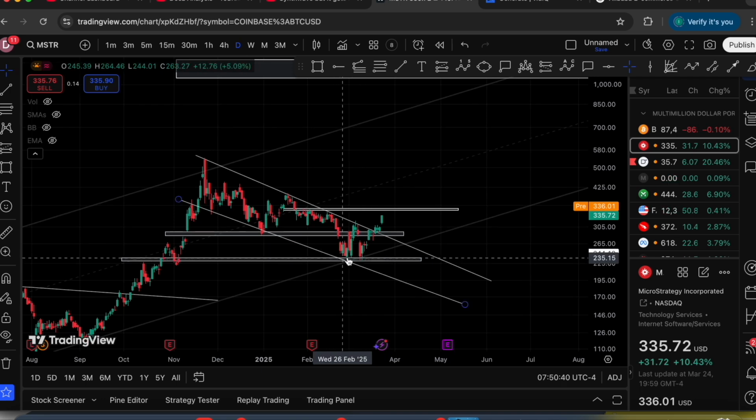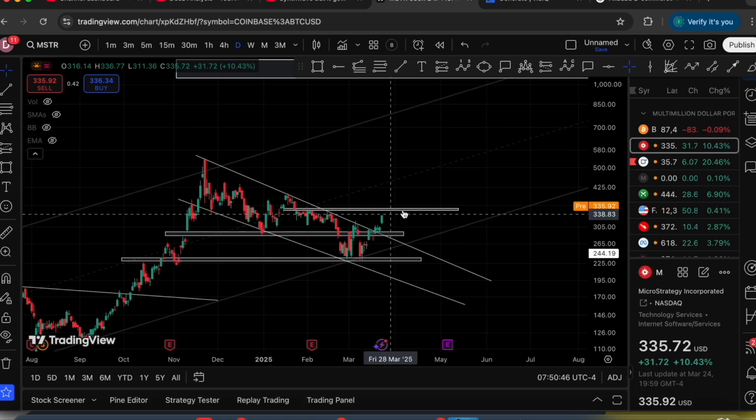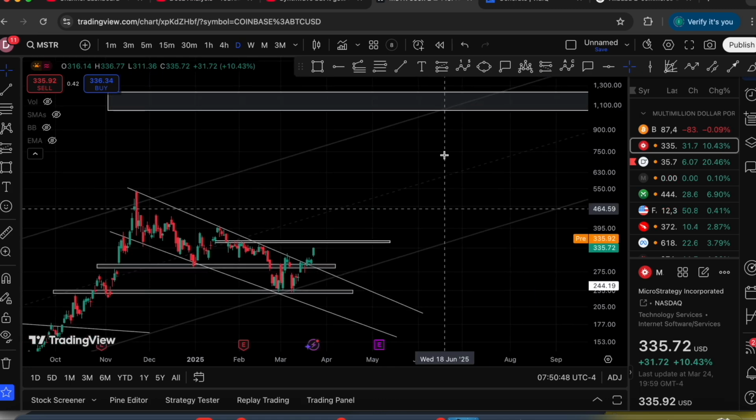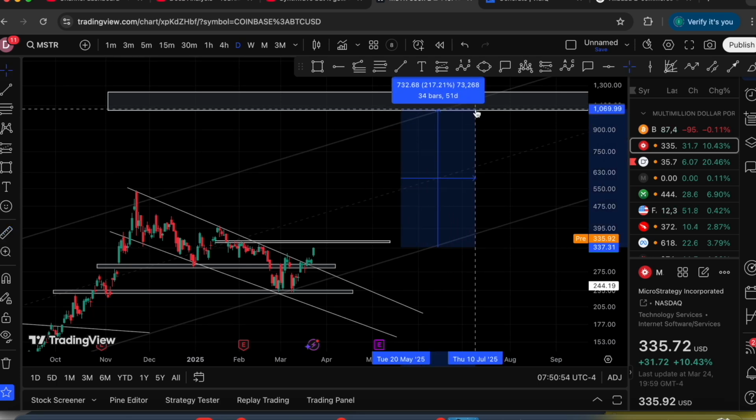This was definitely a chance right here to hop in anywhere in here. Even now, it might still be a good opportunity, especially if it still goes up to 1100. I mean, let's say, for instance, if it goes to 1100, you still make 200% of your money.